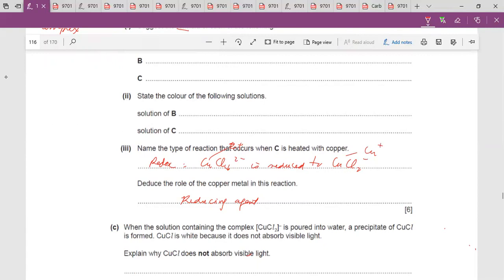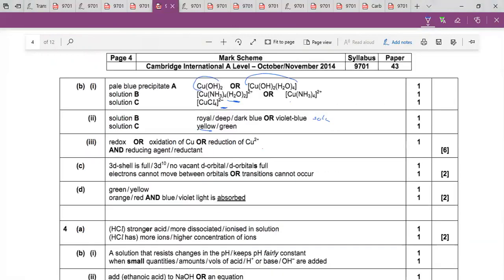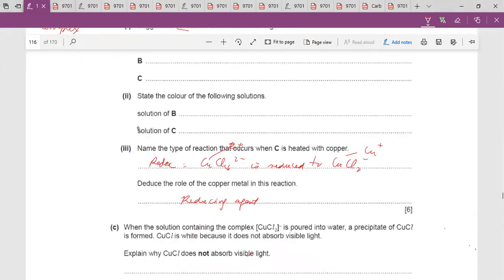Okay, so now let's look at the marking scheme here. Redox, or reduction of copper plus, and reducing agent. Who's the reducing agent? Your copper. Now the marking scheme is very clear. Both of them one mark. Okay, now we have finished copper.